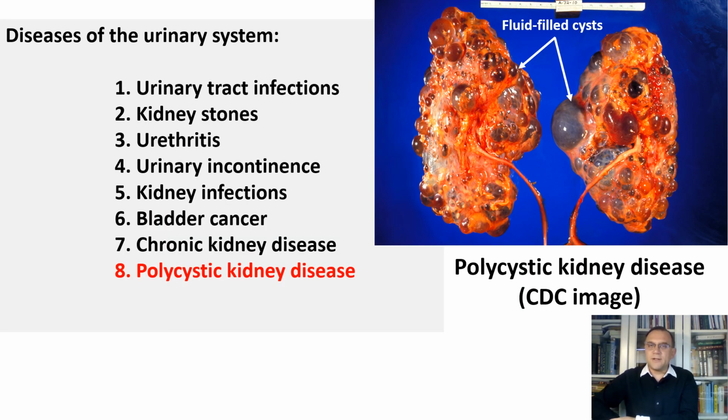Polycystic kidney disease is an inherited condition characterized by growth of numerous fluid-filled cysts in the kidneys. Over time, the cysts can enlarge, leading to kidney damage and impaired kidney function. Common symptoms include abdominal pain, high blood pressure, blood in the urine, and recurrent kidney infections.